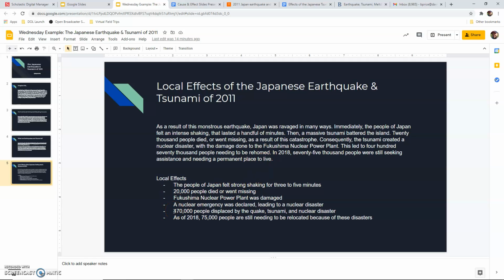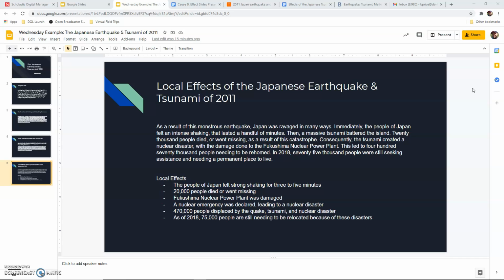The article I had looked at said that 470,000 people were displaced by the quake, the tsunami, and the nuclear disaster. If they're displaced, they need to find a new home. So I just used that word, rehomed. In 2018, 75,000 people were still seeking assistance and needing a permanent place to live. The article said, as of 2018, 75,000 people are still needing to be relocated because of these disasters. So I took these points that I found and I reworded them to make them my own. And that's exactly what you need to do as well.